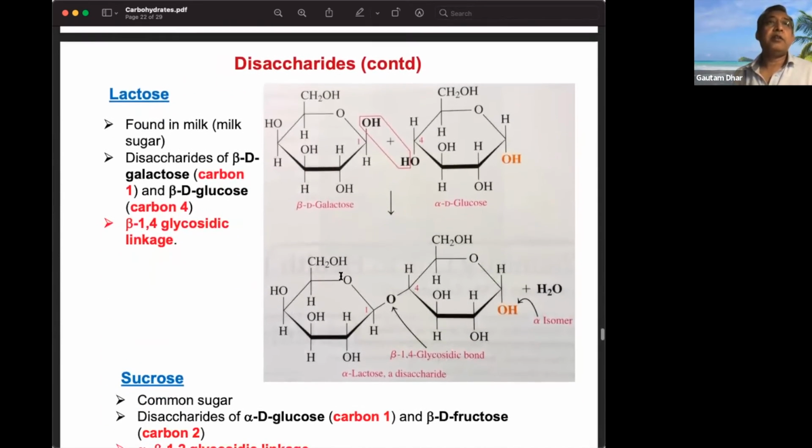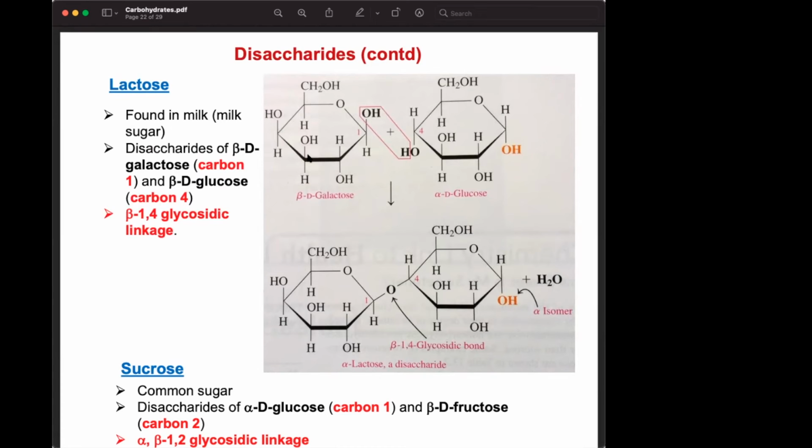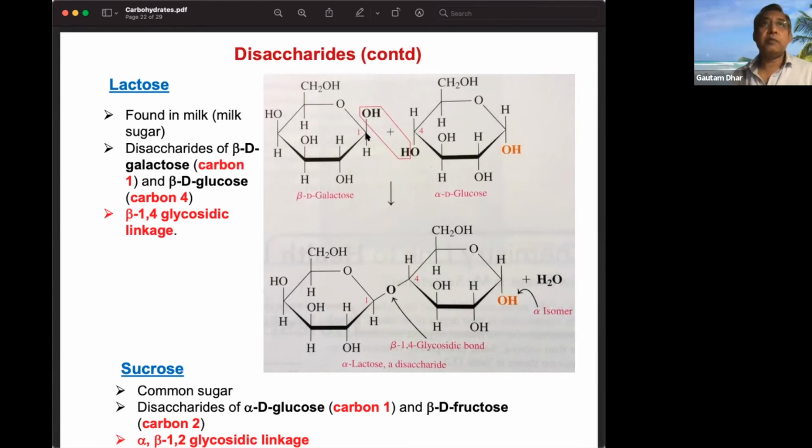So if you look at lactose, in the case of lactose, it's a glucose and galactose joining. If you look at the first part, the one that is presenting the anomeric carbon, the first carbohydrate, here the OH is pointing up, that means it's a beta. So it's a beta 1,4 linkage. But if you look at the product, it has an OH pointing down, that means it's alpha. So it's alpha lactose, but the bond is beta 1,4.